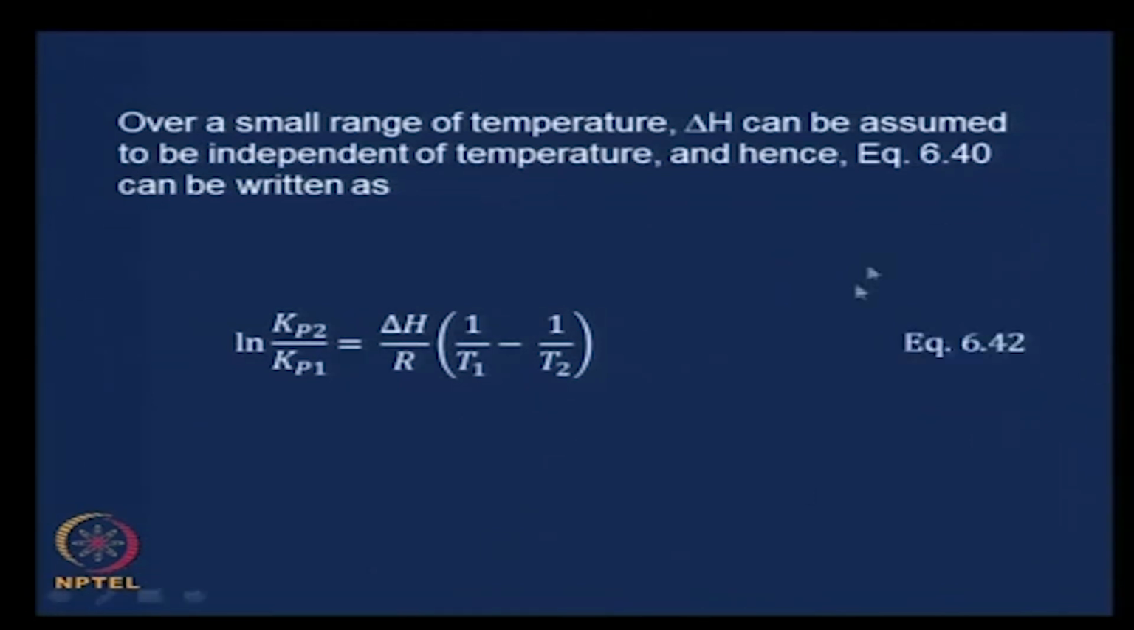We will call this equation 642, and this is actually the useful expression for finding the temperature dependence of the equilibrium constant. In other words, if one equilibrium constant at a particular temperature is known, then we can find another equilibrium constant at another temperature T2.